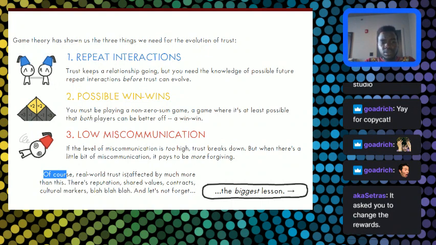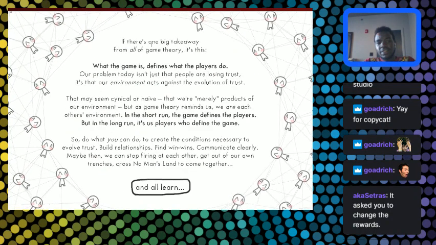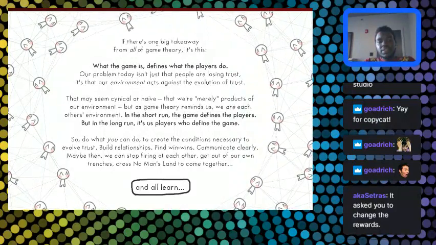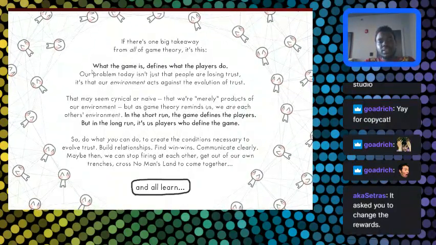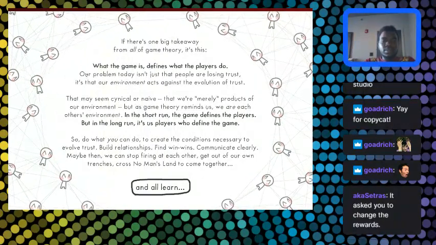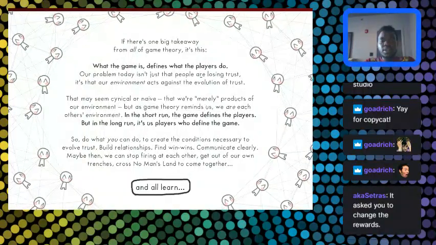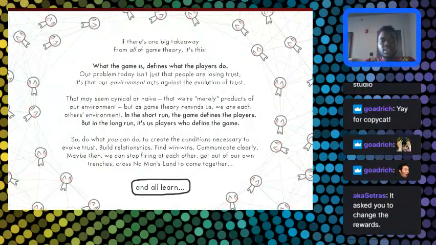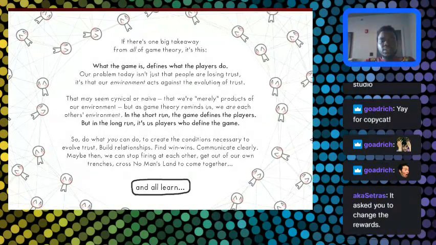Of course, real-world trust is affected by much more than this. There is reputation, shared values, contracts, cultural markers, and so on. And let's not forget the biggest lesson. If there is one big takeaway from all this game theory, it is that what the game is defines what the players do. Our problem today isn't just that people are losing trust, it's that our environment acts against the evolution of trust.